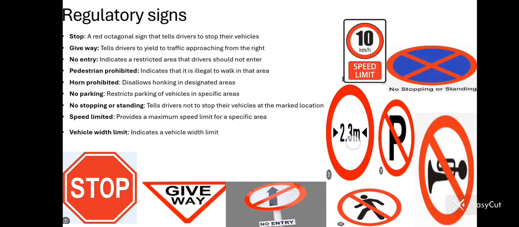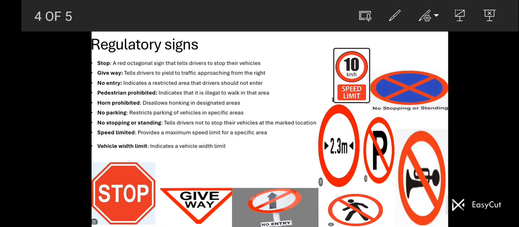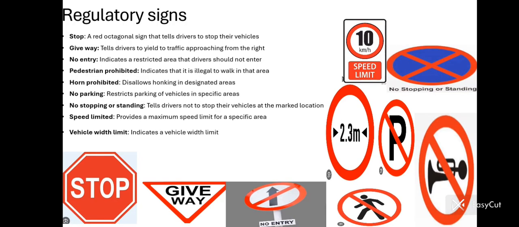And last one is here. This is a vehicle width limit. It indicates a vehicle width limit, meaning for this road, how big the vehicle can be, and how small the vehicle should be. This is about it. And these are all our regulatory signs.